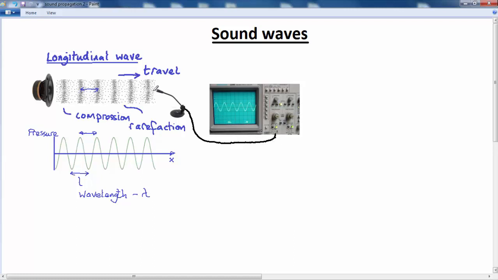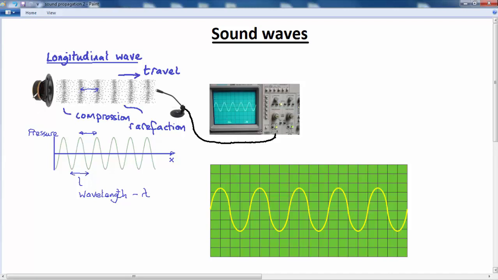So what we're doing now is we're examining right at this point here how the wave changes with time. Whereas before we were looking at a fixed point in time at how the wave changed in space. Now we're looking at a fixed point in space at how the wave changes with time. And we use the oscilloscope to do that. Now, just have a look at this oscilloscope screen.